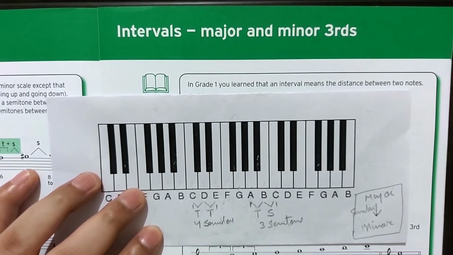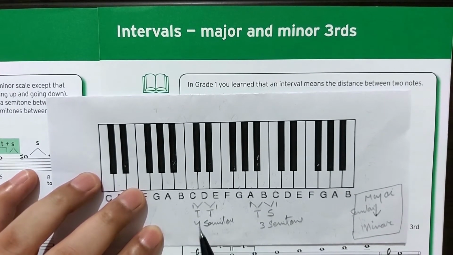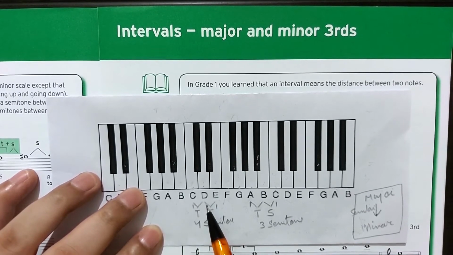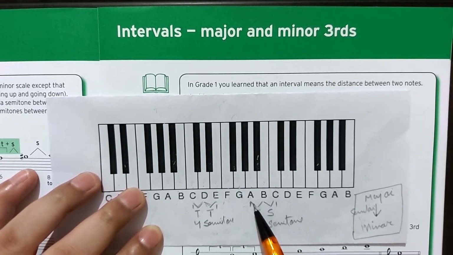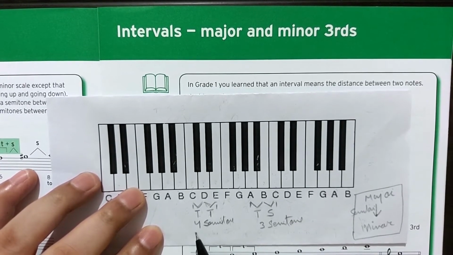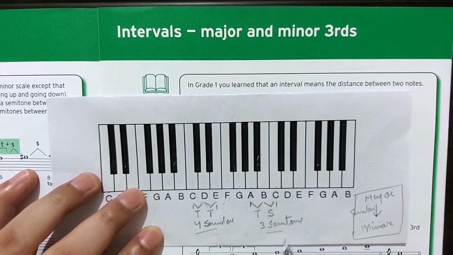So I showed you two ways to find whether it's a major or minor third. One is through the tone: in a major third interval we will find two tones distance, and in a minor third we'll find one tone and one semitone distance. And if we count by semitones, you will find 4 semitones distance in major third, and in minor third you will find 3 semitones.